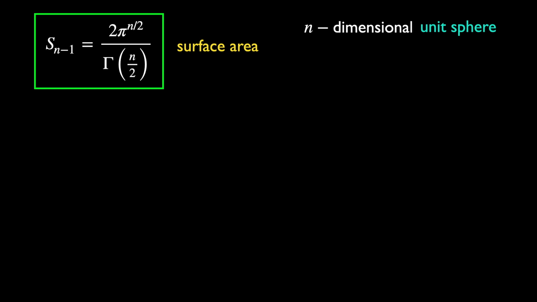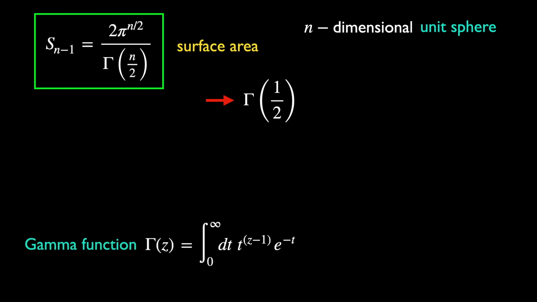To make good use of this formula, it is convenient to know the value of gamma of one half. With this, we can make use of the recursive property of gamma to calculate all the values required for the denominator of this formula for integer n. From the definition of gamma, we would need to evaluate this integral, which is actually a Gaussian integral in disguise.